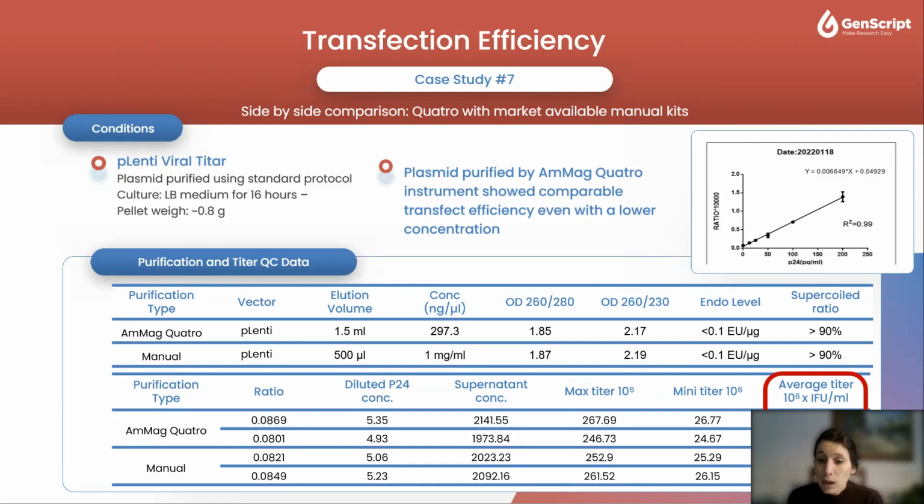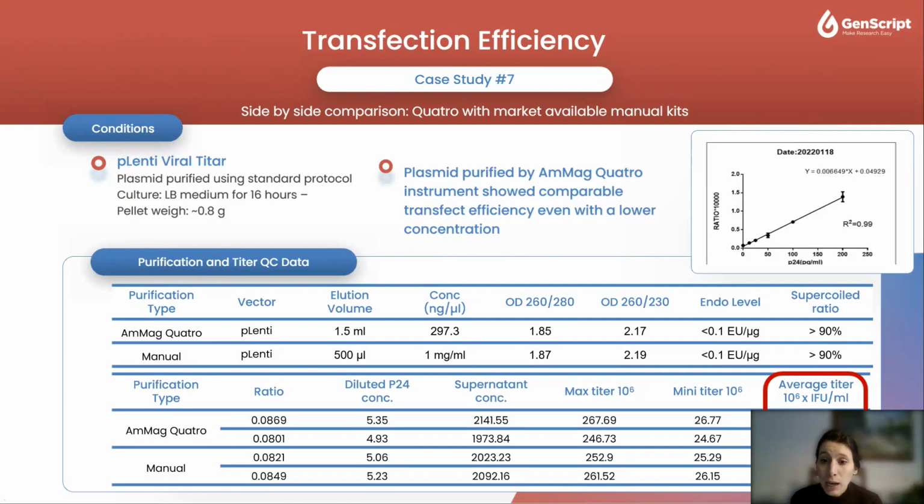The table on the top, you'll see that we purposefully did an elution of 1.5 ml using the AmMagQuattro, while the manual kit, we did a 500 µL elution. So basically a 3-fold dilution for the AmMagQuattro. And once again, we did that on purpose, and you'll see why in a minute. But the concentration for the AmMagQuattro ended up being close to 300 nanograms per microliter, and then the manual kit was about 1 mg per ml, which of course is not surprising because it was 3 times more dilute.